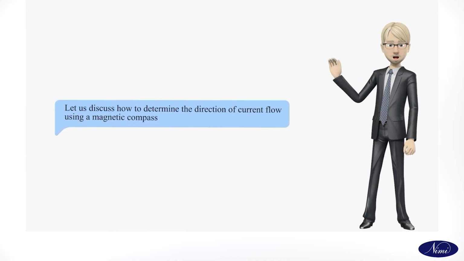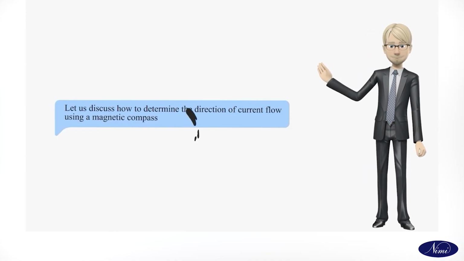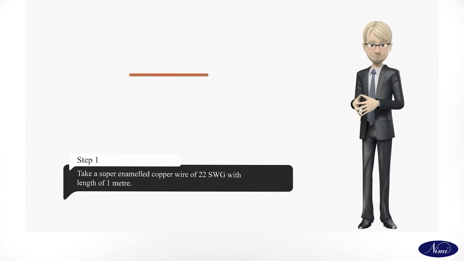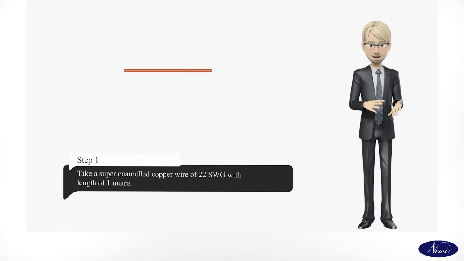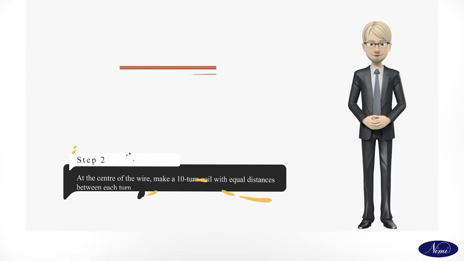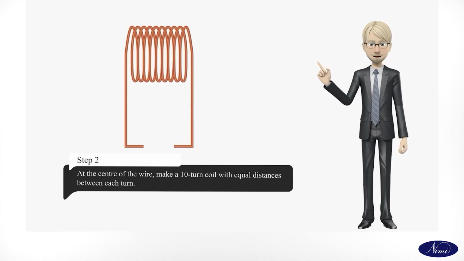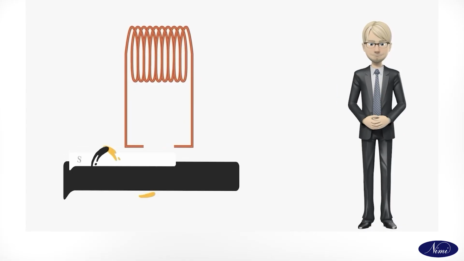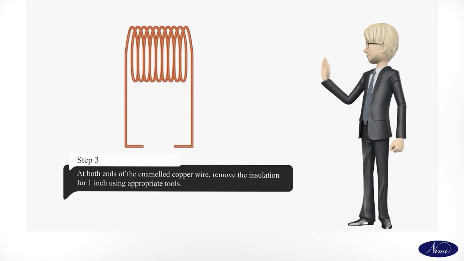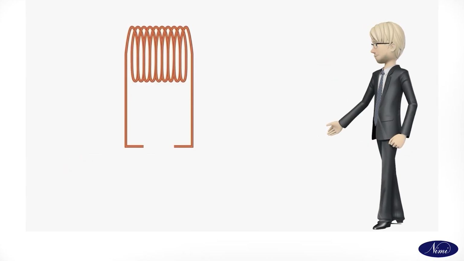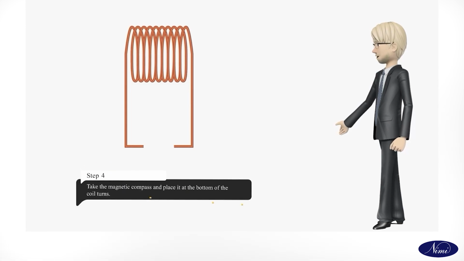Let us discuss how to determine the direction of current flow using a magnetic compass. Step 1. Take a super enameled copper wire of 22 SWG with length of 1 meter. At the center of the wire, make a 10-turn coil with equal distances between each turn. At both ends of the enameled copper wire, remove the insulation for 1 inch using appropriate tools.